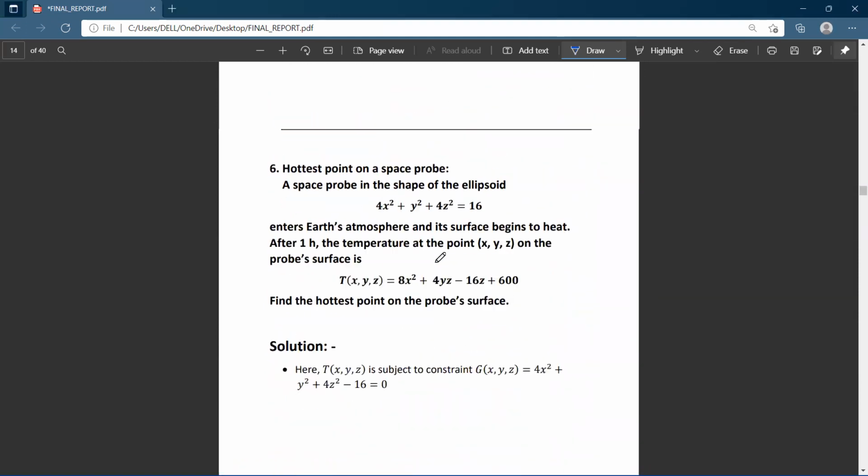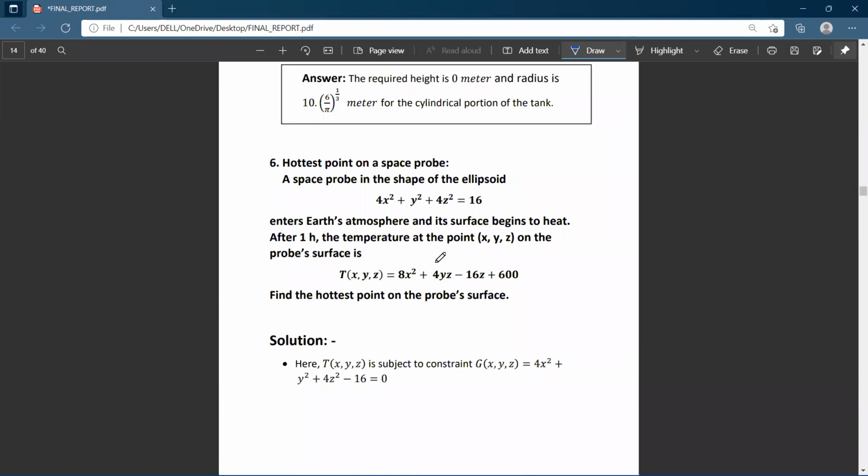Now, the sixth question, the second for section 3: the hottest point on a space probe. A space probe in the shape of the ellipsoid is given by this equation: 4x square plus y square plus 4z square is equal to 12. Entering Earth's atmosphere, its surface begins to heat. After 1 hour, the temperature at the point x, y, z on the probe surface is given by this equation. Find the hottest point on the probe surface.